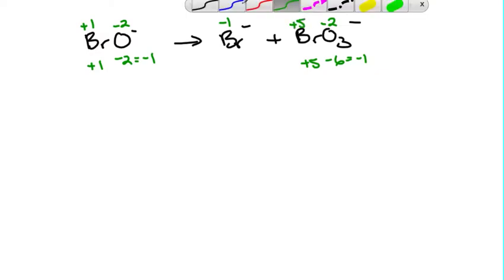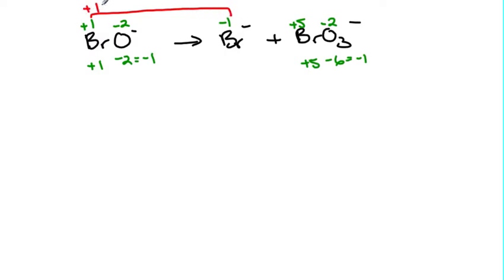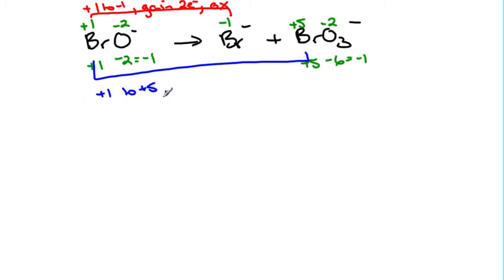So after we determine the oxidation number for each one, we have to determine which one's oxidized and which one's reduced. Now notice that this bromine here goes from +1 to -1, which means it has to gain 2 electrons, and anytime we gain electrons, we are reducing. Now, the bromine here also goes from +1 to +5. It has to lose 4 electrons, and every time we lose electrons, this is called oxidation.